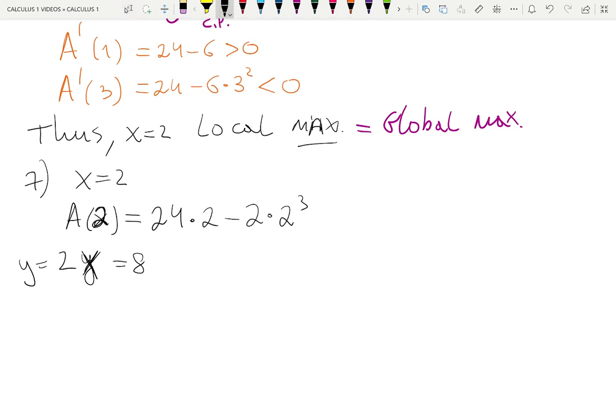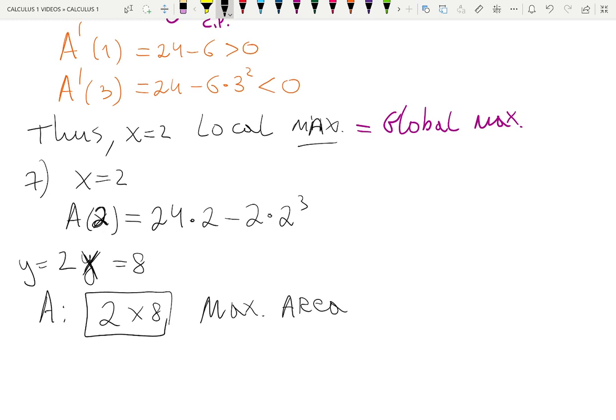Actually, I just realized they never asked me to find the area. They just want the dimensions. So the dimensions will be 2 by 8, like so. That is the maximum area of the rectangle that's inscribed in the parabola.